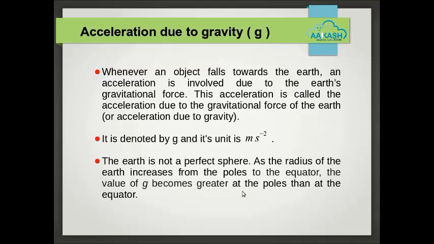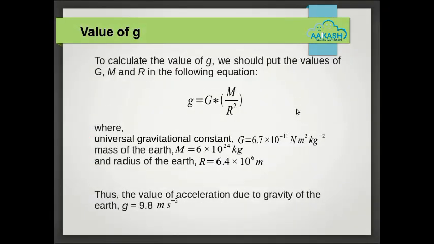The earth is not a perfect sphere. As the radius of the earth increases from the poles to the equator, the value of g becomes greater at the poles than at the equator. Value of g can be calculated by the following equation: g equals G multiplied by M divided by r square, where the universal gravitational constant G equals 6.7 multiplied by 10 raised to the power minus 11 Newton m square kg minus 2.